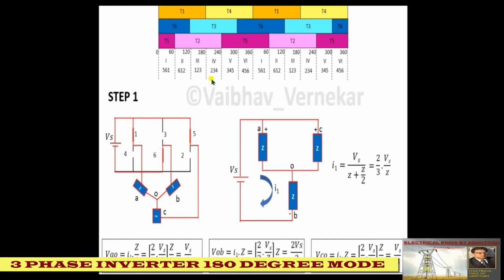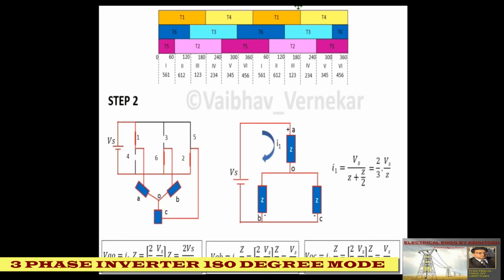There are 3 IGBTs or switches that conduct: 5, 6 and 1. These conduct, and I have calculated the voltages here for you. You can copy them by pausing the video. This is our step number 1, where 1, 6 and 5 are conducting and 2, 3, 4 are in the non-conducting state. Our circuit will be formed like this, and we have calculated the voltages VAO, VOB and VCO like this.